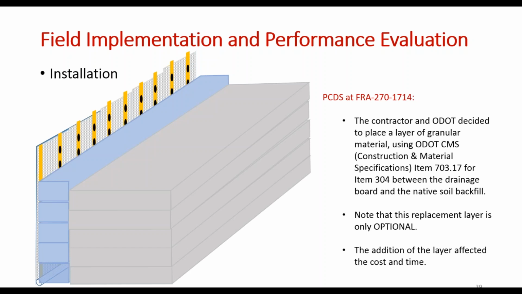So remember that these commercially available composite drainage systems are meant to replace that 2 feet of porous backfill. So if you have another granular material layer, that doesn't make a lot of sense. But for this particular project, there are some special requirements. So I will mention the differences in cost, if you have that layer or not.